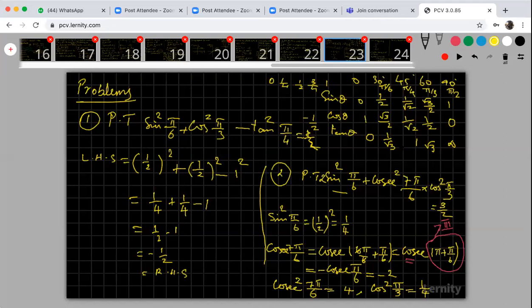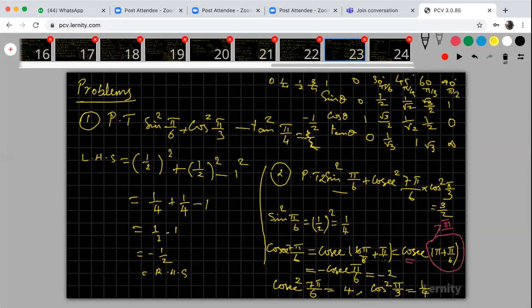It is not possible to memorize all these angles, but we have some related formulas. Cosecant 7 pi by 6 may be written as cosecant of 6 pi by 6 plus pi by 6, that is pi plus pi by 6. We have already proved that identity. Cosecant of pi plus pi by 6 can be written as cosecant pi by 6 with a minus sign, because this angle belongs to the third quadrant. In the third quadrant, all the trigonometric functions are negative except tan and cot. So here I am getting negative. Pi by 6 means 30. What is cosecant 30? The reciprocal of sin 30, that is 2, with a minus sign.